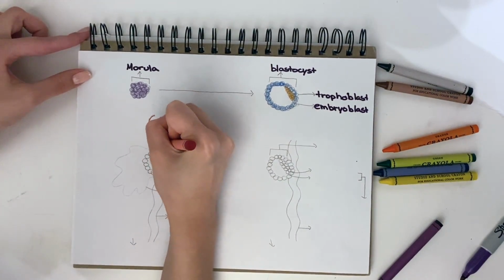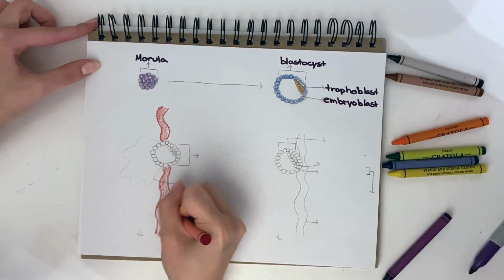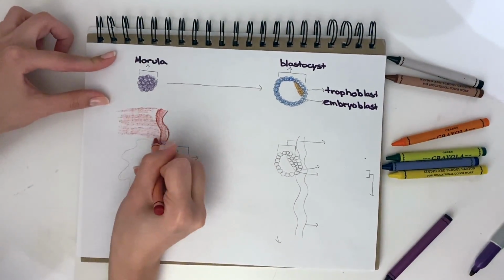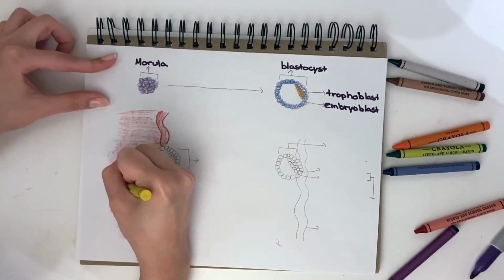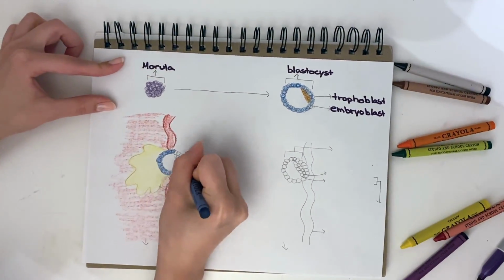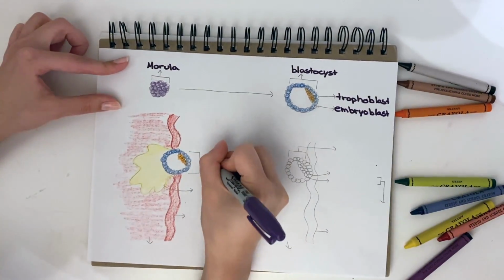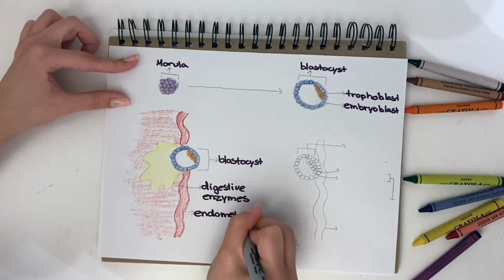7 days after conception, the blastocyst will attempt to implant itself into the endometrium, a thick mucosal lining that helps nourish the embryoblast. The trophoblast cells will secrete digestive enzymes that erode the endometrium, allowing the blastocyst to implant itself into the endometrium.